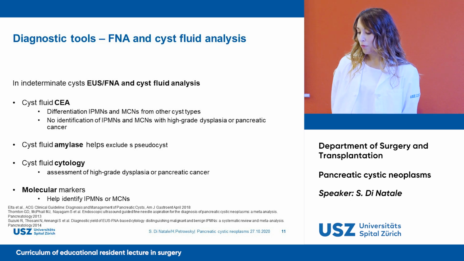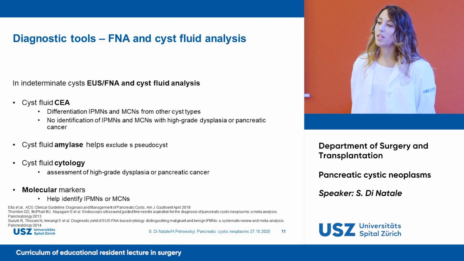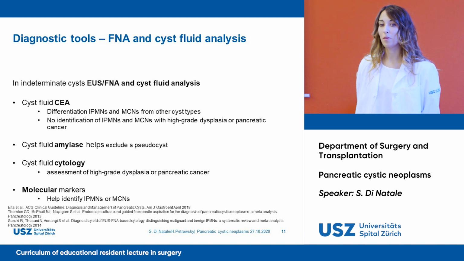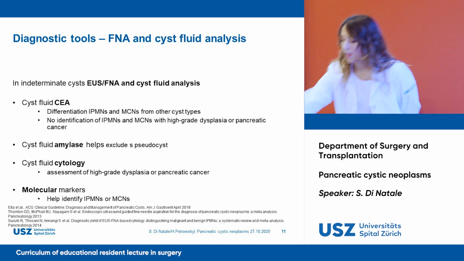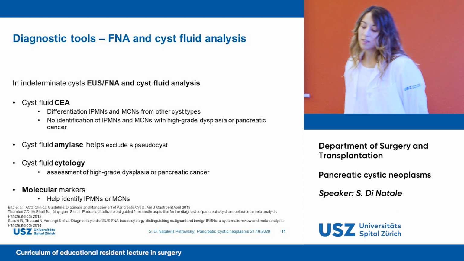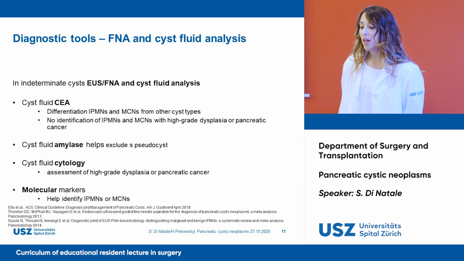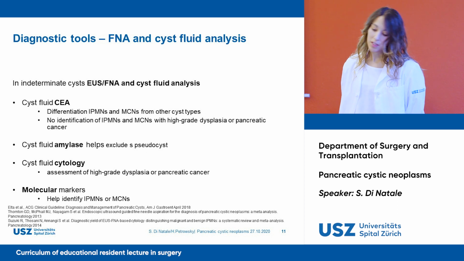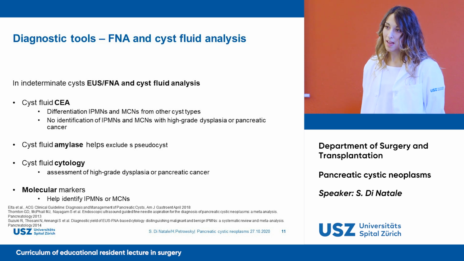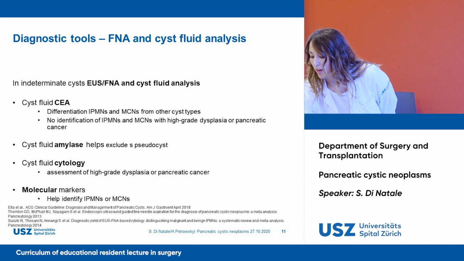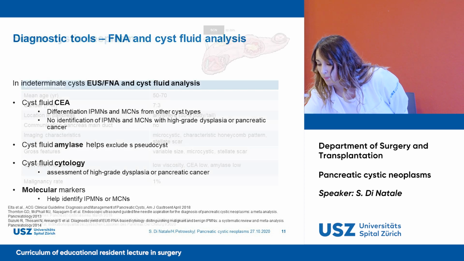A systematic review found that cytology has an excellent pooled specificity for pancreatic cancer, but suffers from a low sensitivity of 65%. A recent study found that integrating molecular markers with cyst clinical features showed an increased sensitivity and specificity for identifying IPMNs and MCNs, but unfortunately they are very costly and did not help in determining the pancreatic cancer risk.